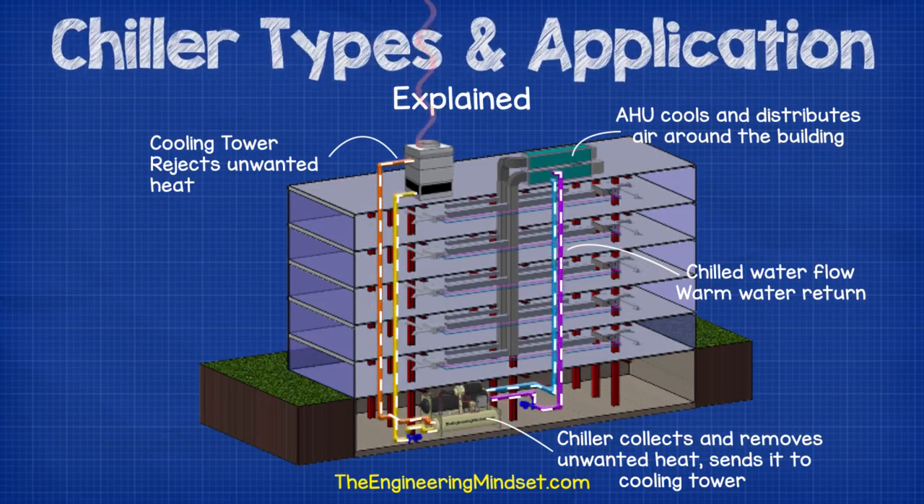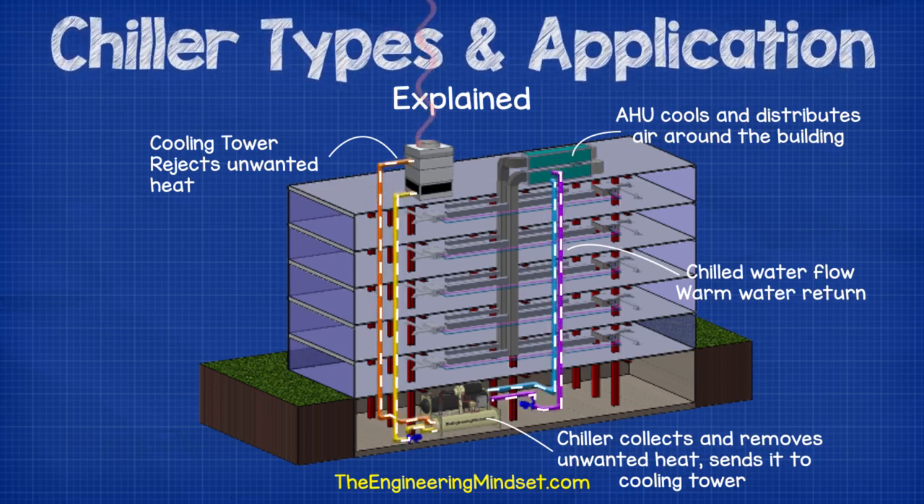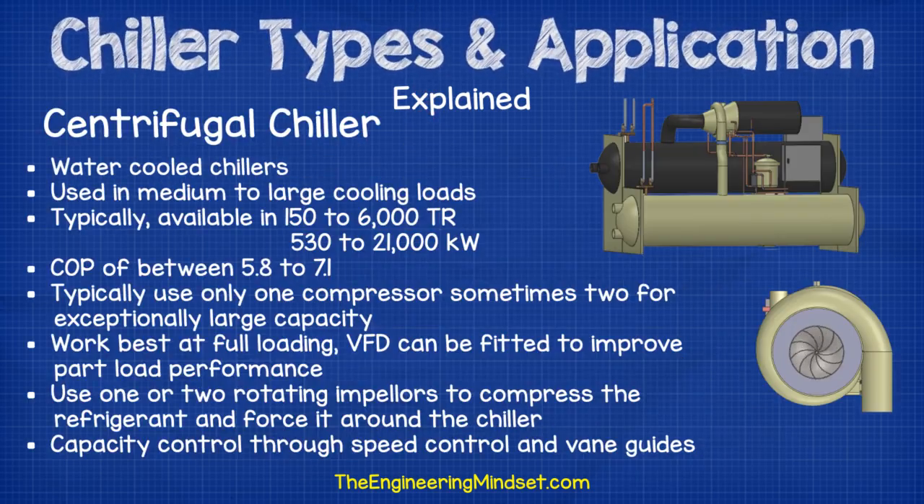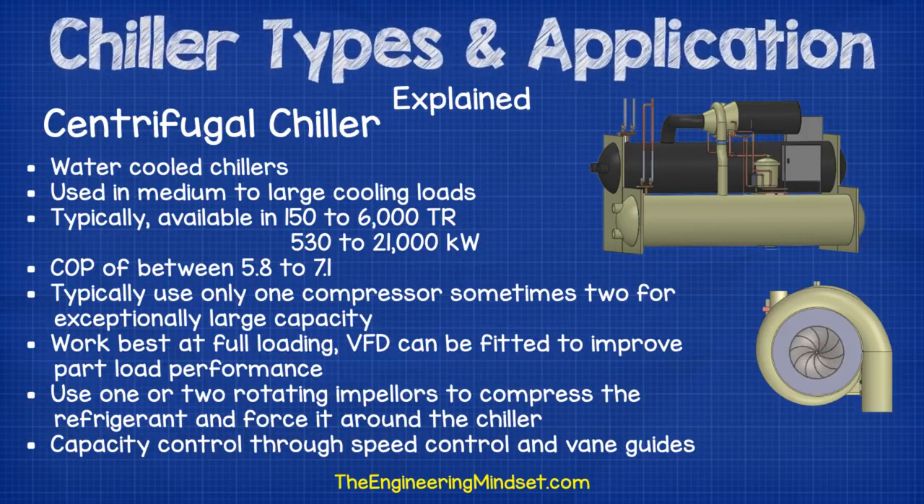So let's now have a look at some of the different compressor technologies that are currently available. Centrifugal chillers are used for water-cooled chillers. It's incredibly rare that you would come across an air-cooled centrifugal chiller. They are used in medium to large cooling loads, typically available from 150 up to 6,000 tons of refrigeration, or 530 to 21,000 kilowatts. They have a COP of around 5.8 up to 7.1.